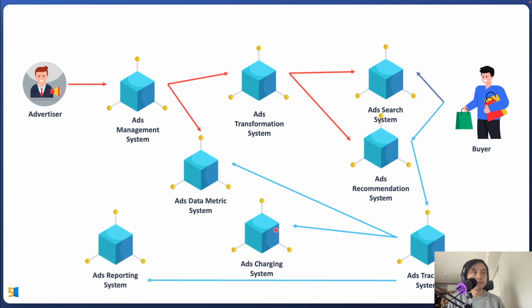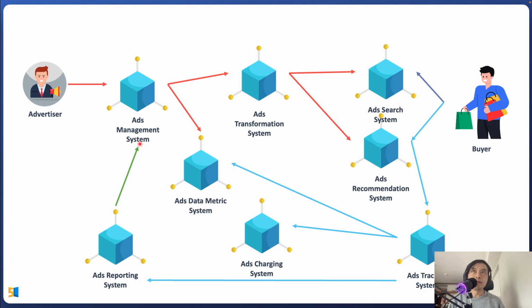And then the ads tracking system will also communicate with the ads reporting system. Because if you remember, one of the features that an ads platform needs to have is to provide past historical ads performance data for the advertisers, and that historical analytic data will be computed and stored in this ads reporting system. So the ads reporting system can give it back to advertisers, basically.